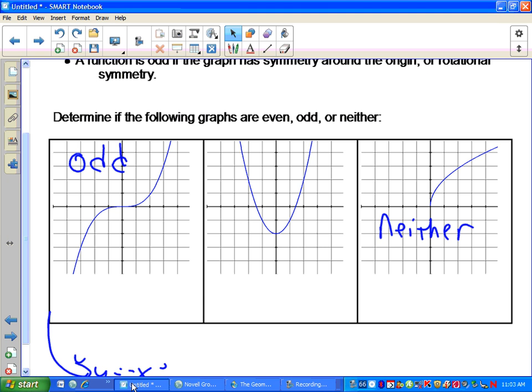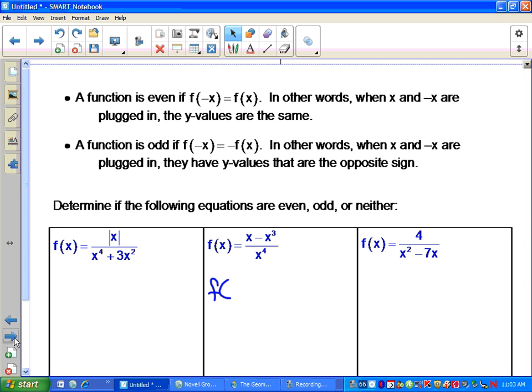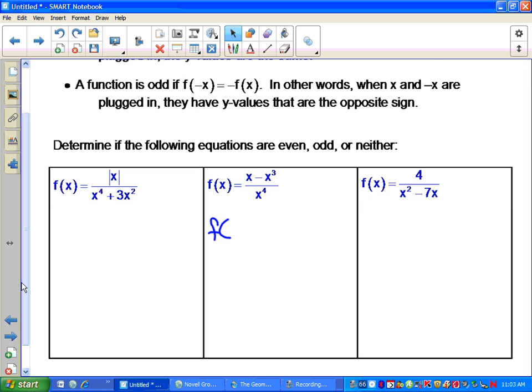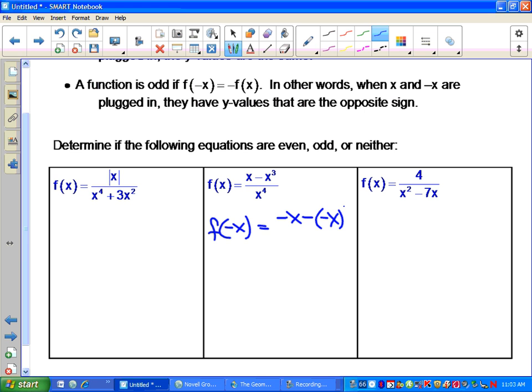Okay, so here we go. Let's go back to where we are. So we're working on this middle one because it's a little easier. I'm avoiding the absolute value for now. So I'm going to take the function and I'm going to insert a negative x. You do this every time, Nick. You take your positive x and make it negative. So here we go. Negative x minus negative x cubed over negative x to the 4th. You see it?